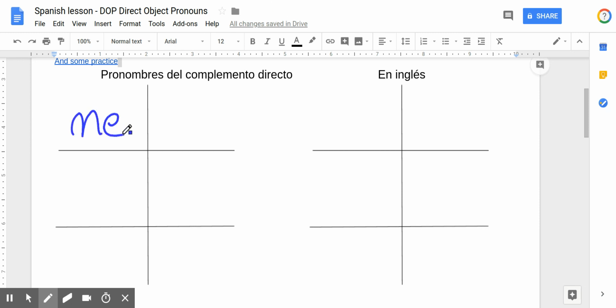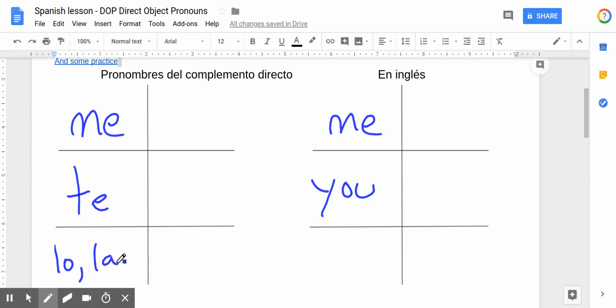So the first one, the direct object pronoun in the top left of this box, is going to be me, and me means me. So like if I wanted to say or ask someone, do you hear me? Me escuchas? Or me oyes? Then that's the word I would use, because I'm the direct object in that sentence. The next one is going to be te, and te means you, informal. So like I see you, that would be an example of that. Yo te veo.